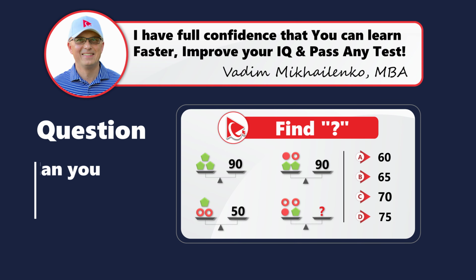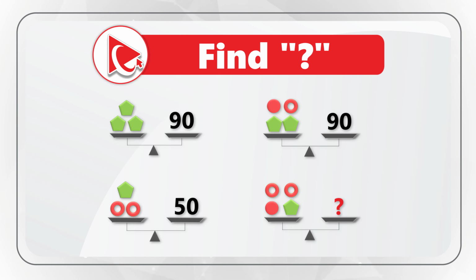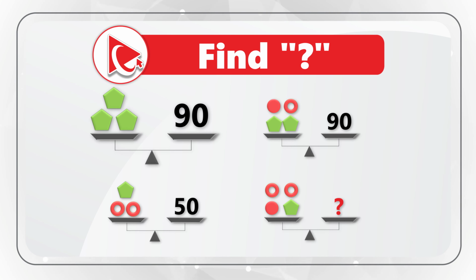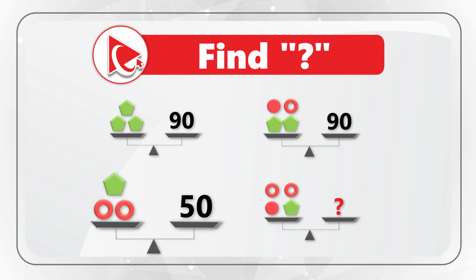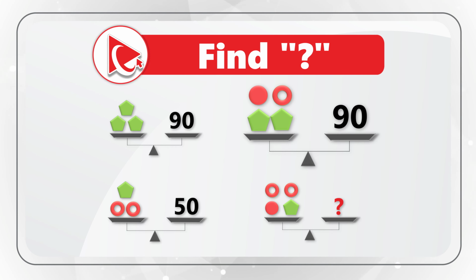Here's a puzzling question which you might find difficult to solve, but the solution is really simple. You're presented with 4 scales, and you need to calculate the missing number. The first scale contains 3 pentagons on the left and number 90 on the right. The second scale contains 1 pentagon and 2 bagels on the left and number 50 on the right. The third scale contains 2 pentagons, 1 circle and 1 bagel on the left and number 90 on the right.